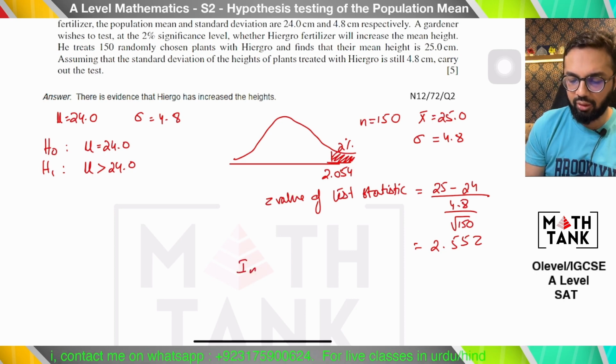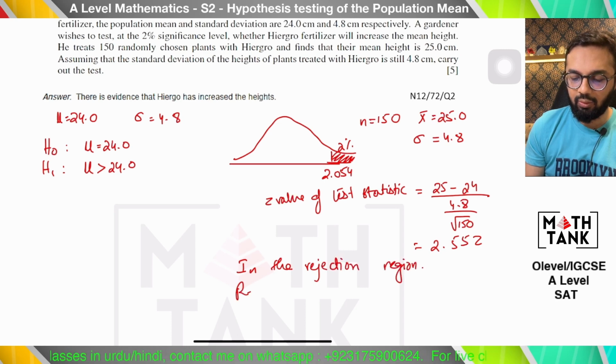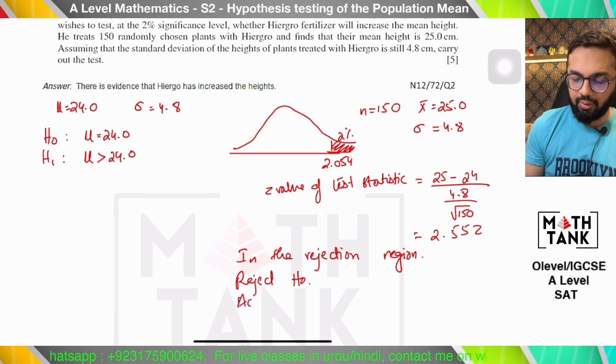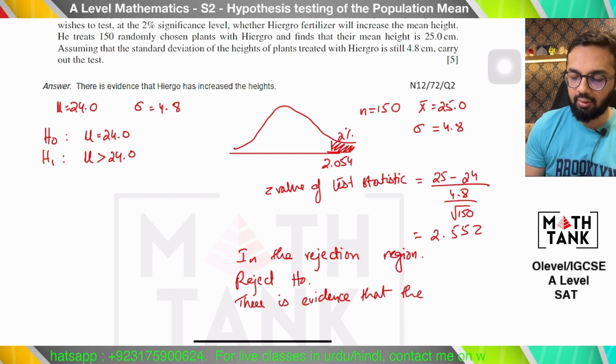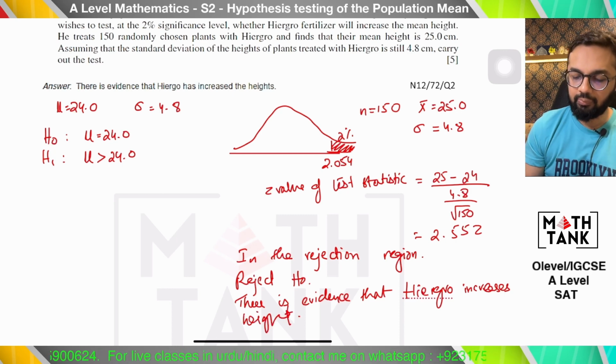So in the rejection region, reject H0. Accept there is evidence that hygro fertilizer increases height.